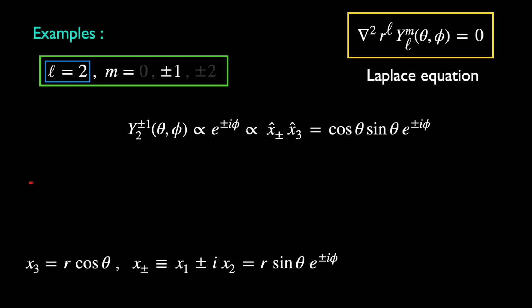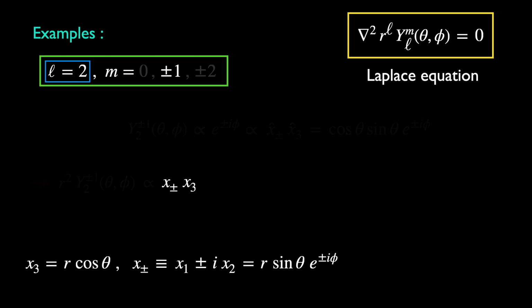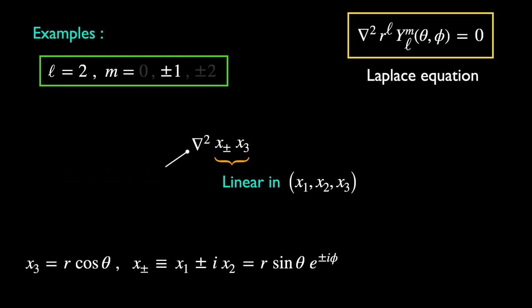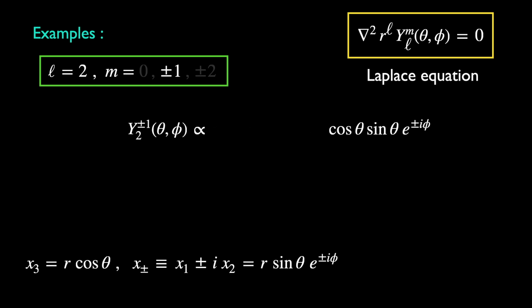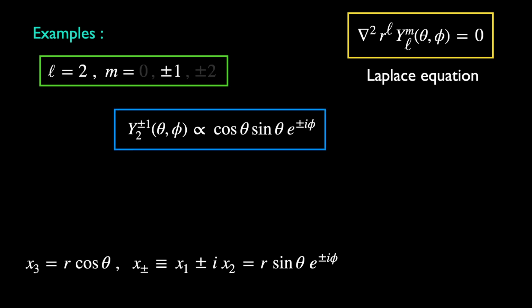So much for the constraints from L and m. Now let's check if this satisfies the Laplace equation. Indeed it does, since the product of x plus minus and x star is actually linear in coordinates and must be 0 under second derivatives. So the case of m equals plus minus 1 is solved.